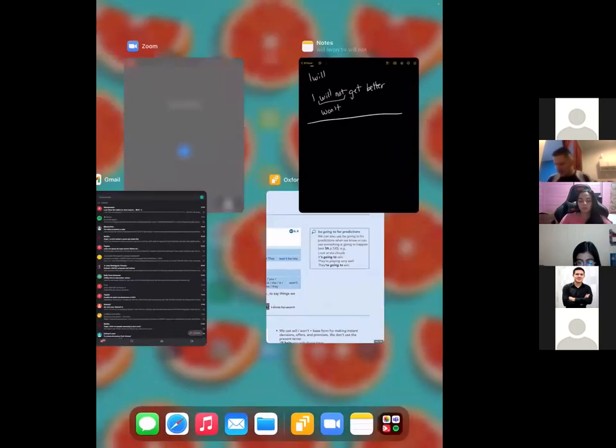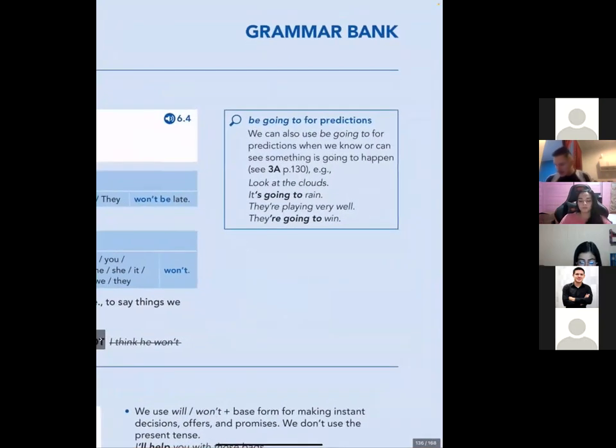So let me see if I'm missing anything from this. Okay, we didn't read the chart, I'm sorry. Be going to for predictions. We can also use be going to for predictions when we know or can see something is going to happen. You can see, look at the clouds, it's going to rain. They're playing very well, they're going to win. In this one, we can see them playing, and maybe we can see if they're really good or really bad. Based on this, we can go ahead and say, oh, they're going to win. As easy as that.